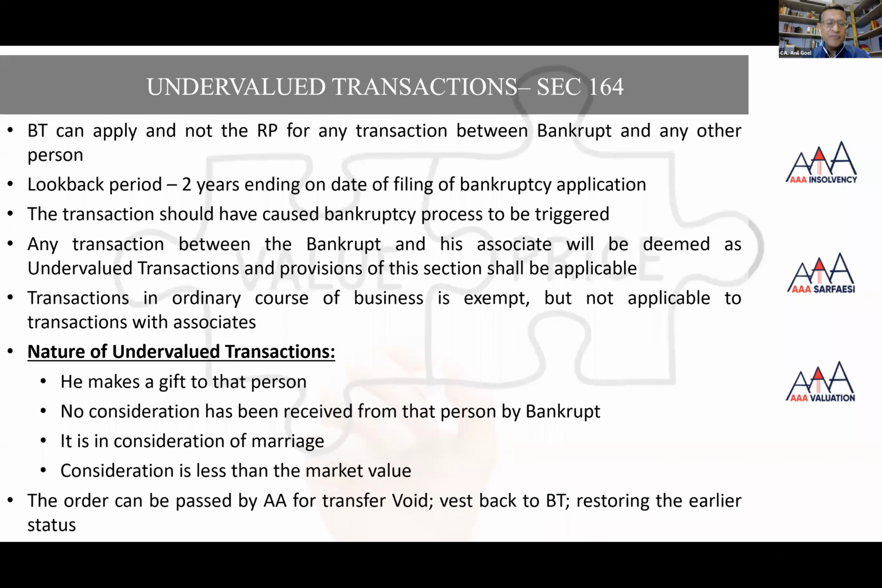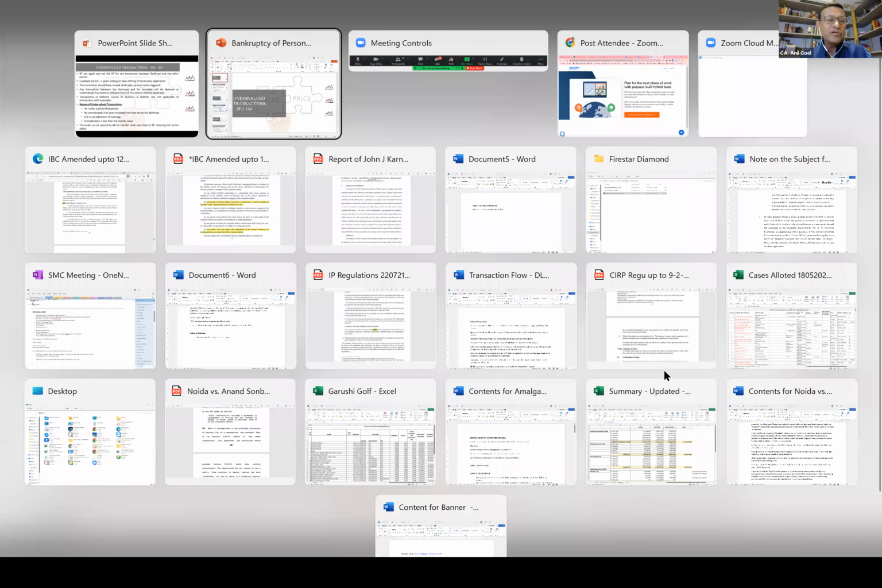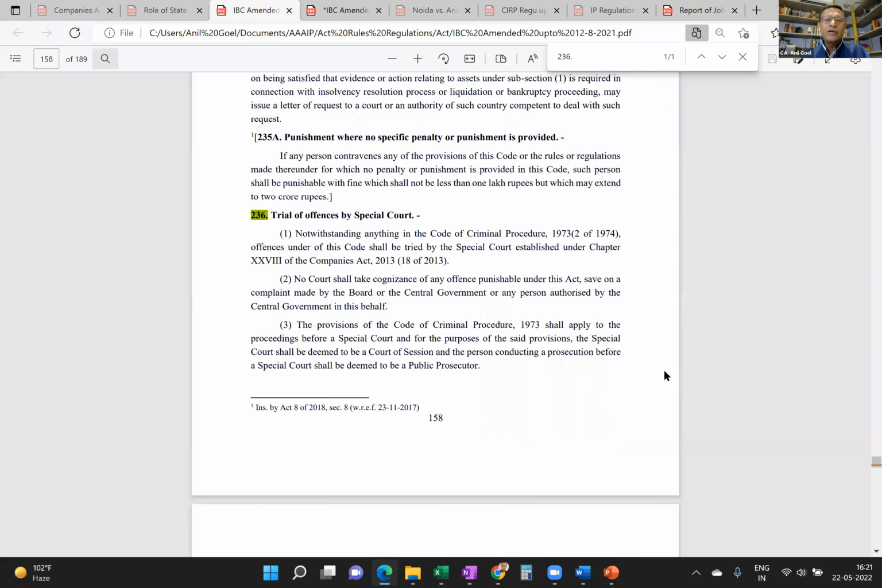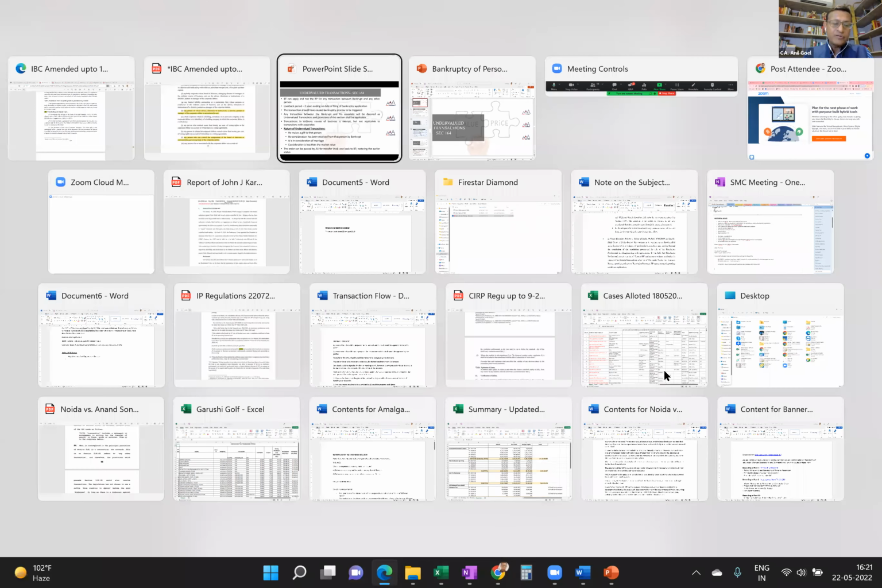I think it is in consideration of marriage. So the nature of undervalued transaction, it is specifically written that it is in consideration of marriage. I can even see and confirm it is a very important question. I was also not very sure how this can be, because on the one hand we are saying this, so we check at section 164.